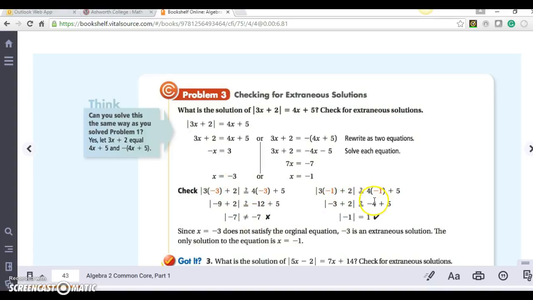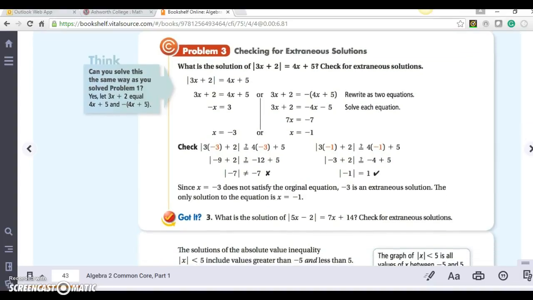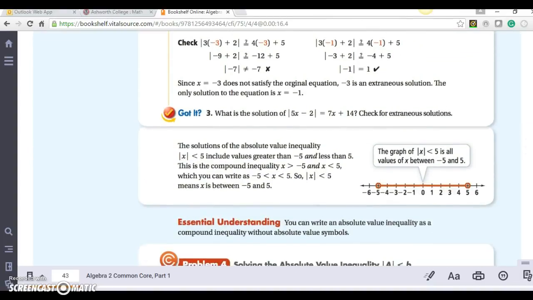And when I plug in -1, I get the absolute value of -3 plus 2 equals -4 plus 5. The absolute value of -1 equals 1, which is true. So -3 is an extraneous solution. It does not satisfy. So let's do one on our own.